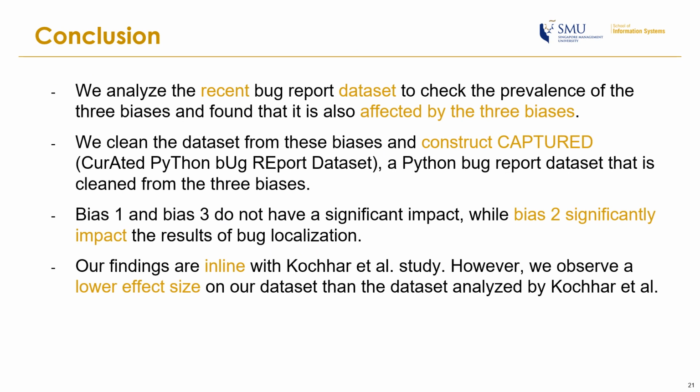To conclude, we analyze the recent bug report dataset by Akbar and Kak. We specifically checked the bug reports that fixed Python files, and found that the biases highlighted by Kochhar et al. also affected this recent dataset. We also construct a pre-release Captured dataset that has been cleaned from the three biases. We found that bias 1 and bias 3 do not have a significant impact on the results of bug localization. Meanwhile, bias 2 has a significant impact.